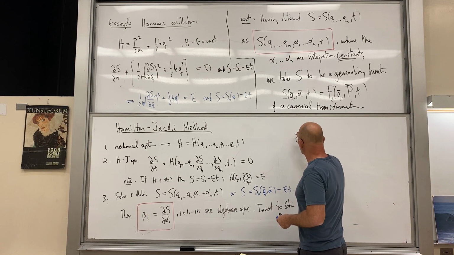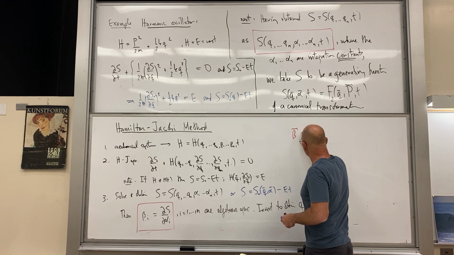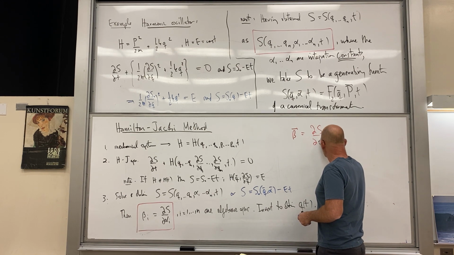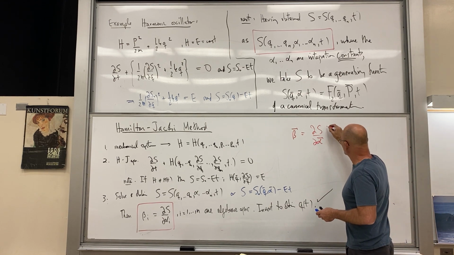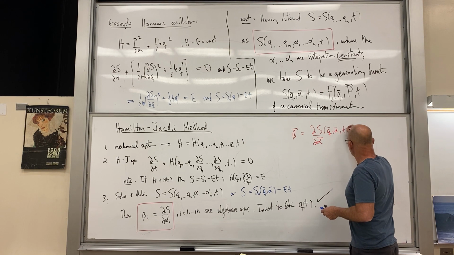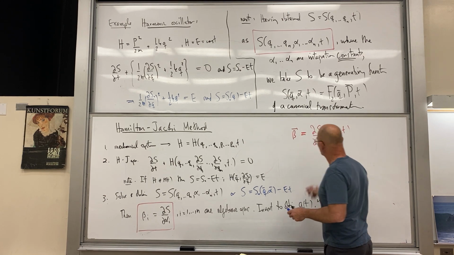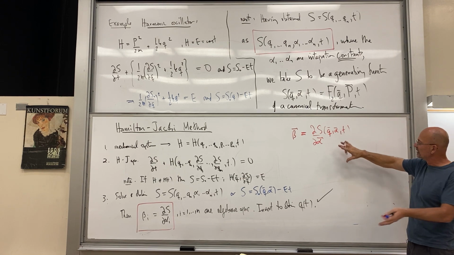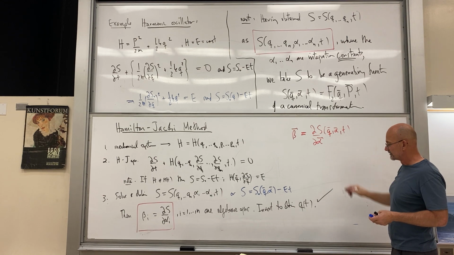I could write this one more time. You could write it this way: beta vector is ∂S/∂alpha vector. It's just a way to say we have all n of those equations, with q, alpha, and t. So if you can invert this set of n equations, then q of t could be teased out of that. That's the idea.